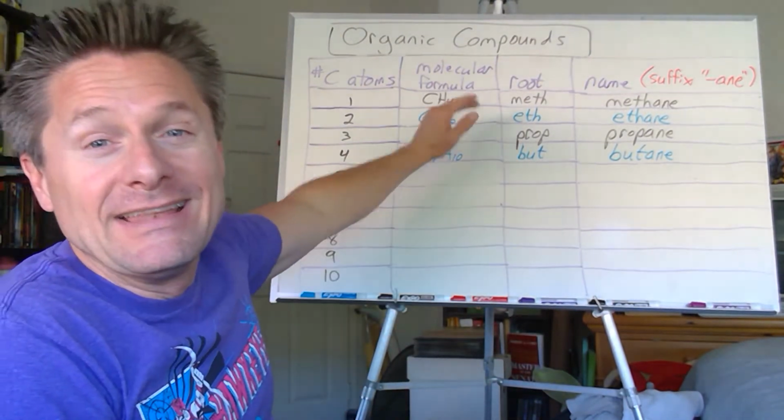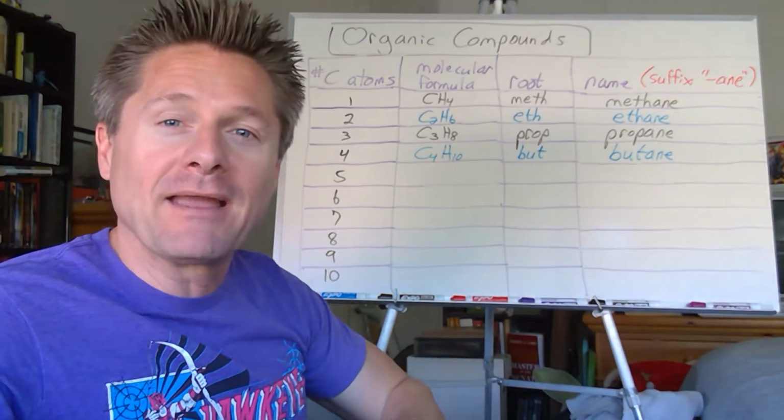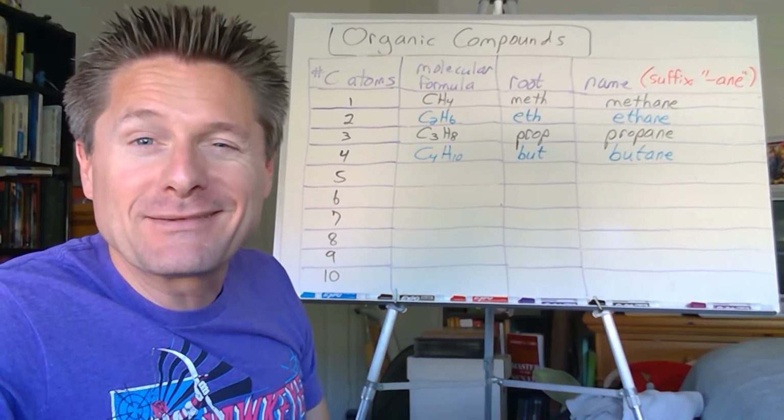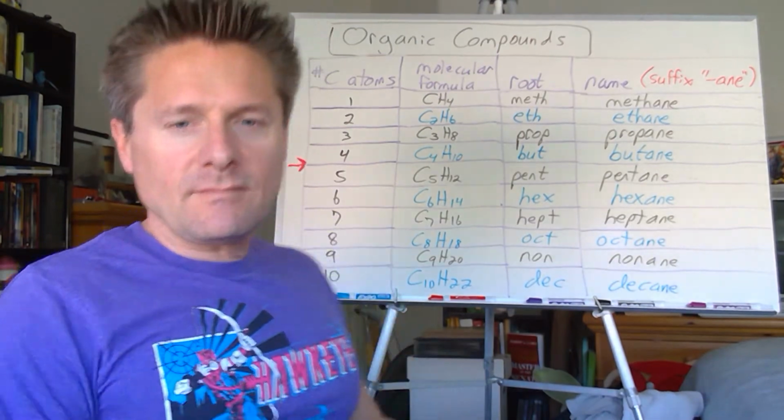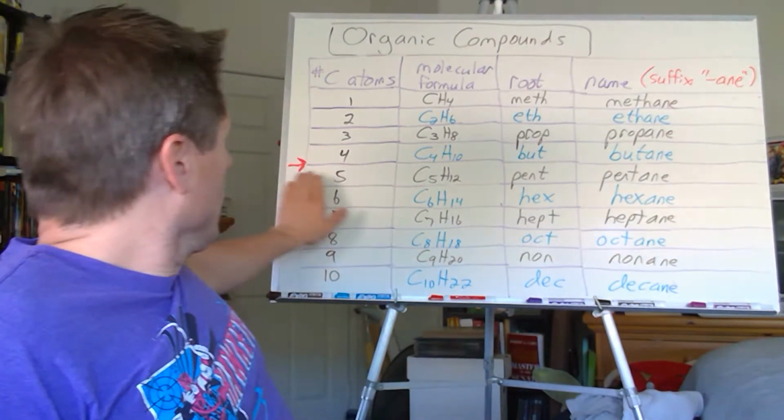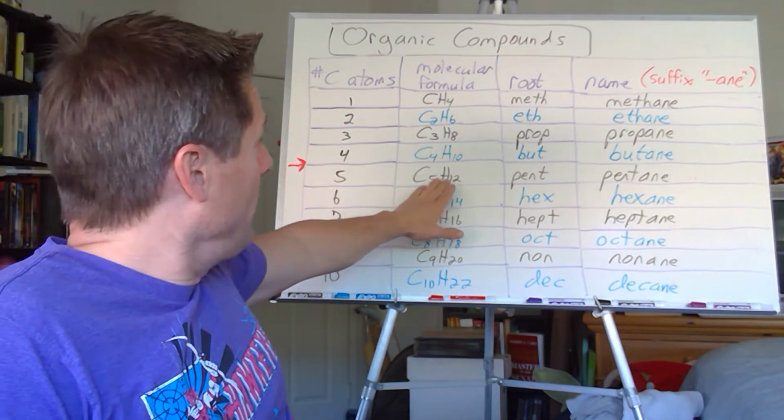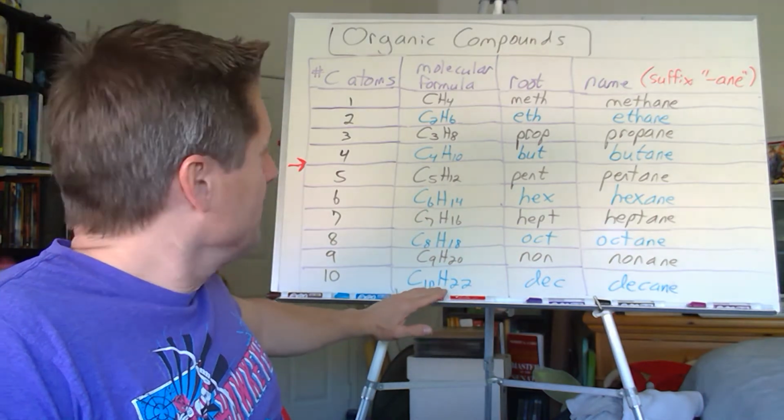So pause it, do the rest for me, and see if you get what I got. I'll pause it myself and fill them in because it's going to take a while. You get it filled out? So we ended at the red arrow. From this point on, pretty easy to get the formulas for C5 to C10.